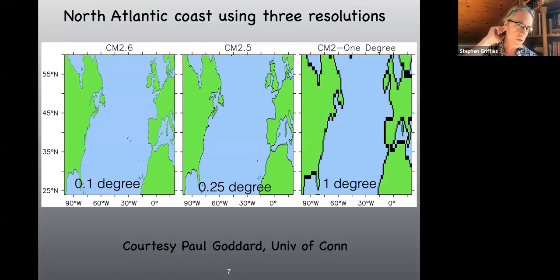So in the model resolution hierarchy, let's look at that part of the planet. Let's look at the North Atlantic. You have the 1/10, the 1/4, and the 1 degree shown here, and the outline in black of the boundaries. The 1/10 degree, you could really think of that as just a realistic map. The 1/4 degree is starting to get a little bit coarser, and in the 1 degree, you're starting to see that the embayments and the different features on the coast are not resolved at all.